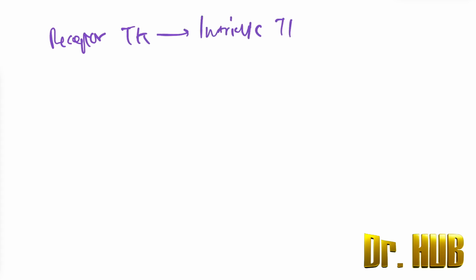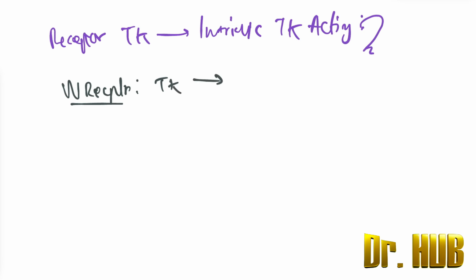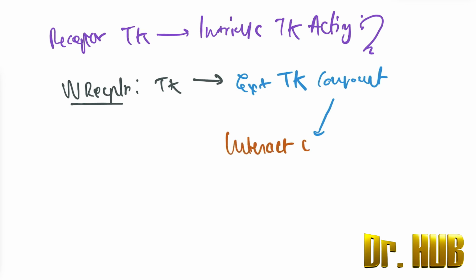The other thing is that the receptors of the tyrosine kinase have intrinsic tyrosine kinase activity, whereas the non-receptor tyrosine kinases have an external tyrosine kinase component, and this will interact with the receptor.